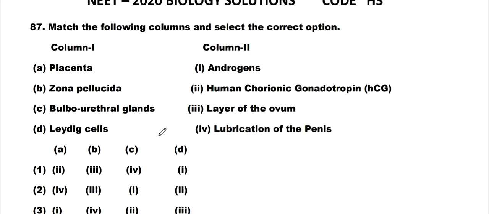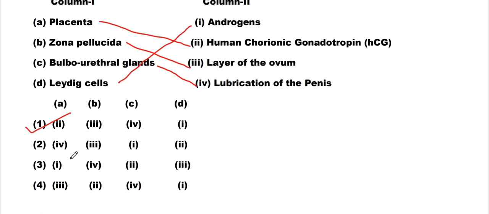Next, matching. Placenta will produce human chorionic gonadotropins. Zona pellucida is the layer of the ovum. Bulbourethral glands are glands present in the male reproductive system, for lubrication of the penis. Leydig cells secrete androgens like testosterone. So the answer for this is 1 for 87.